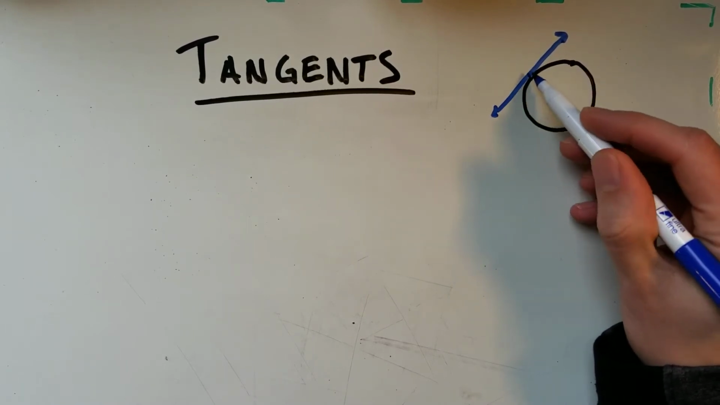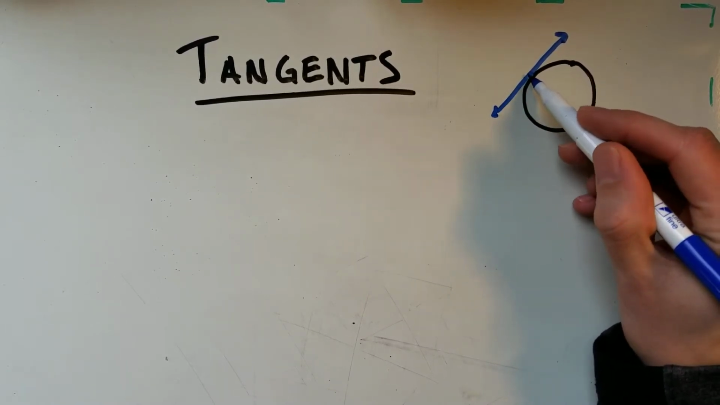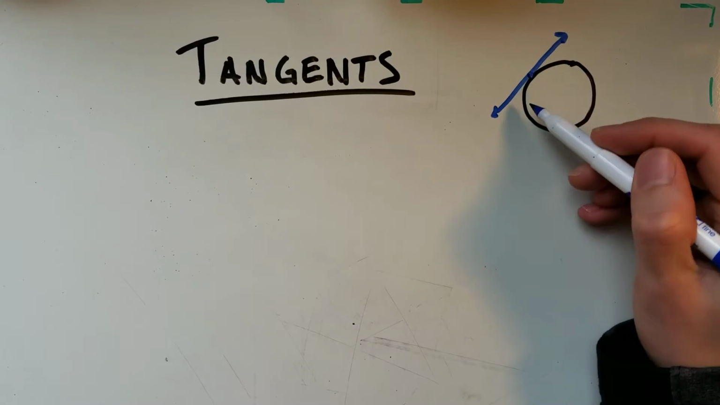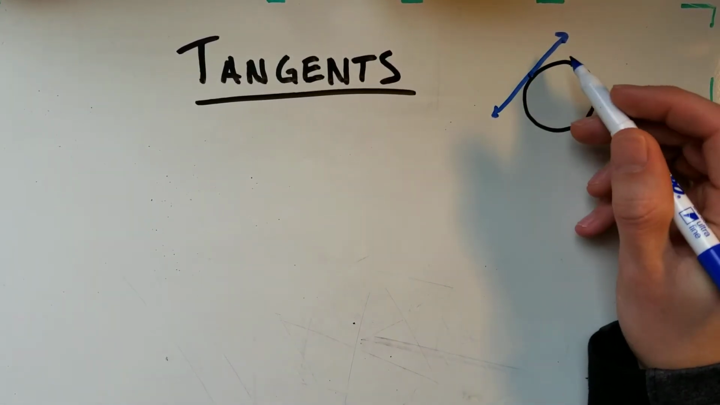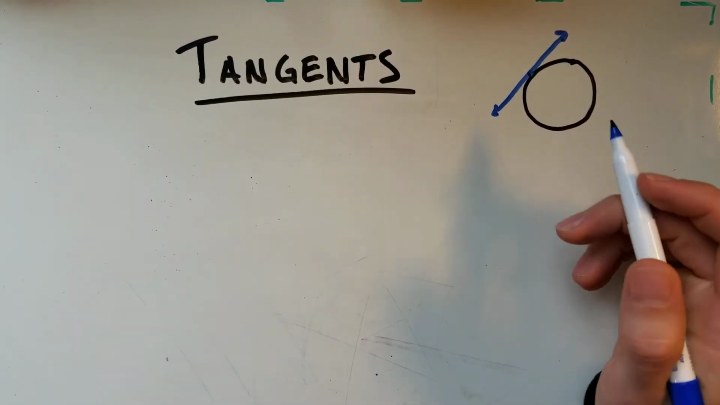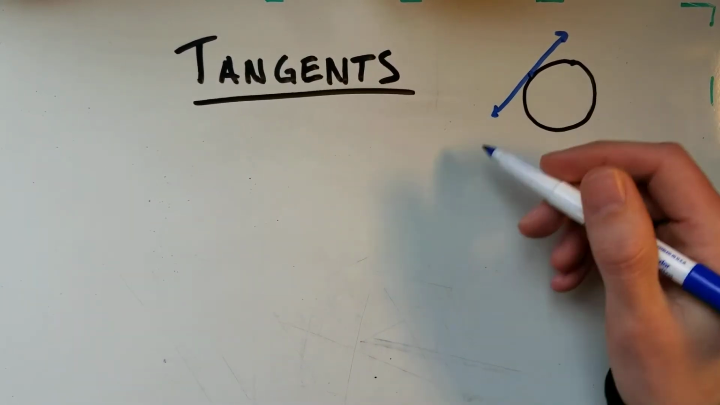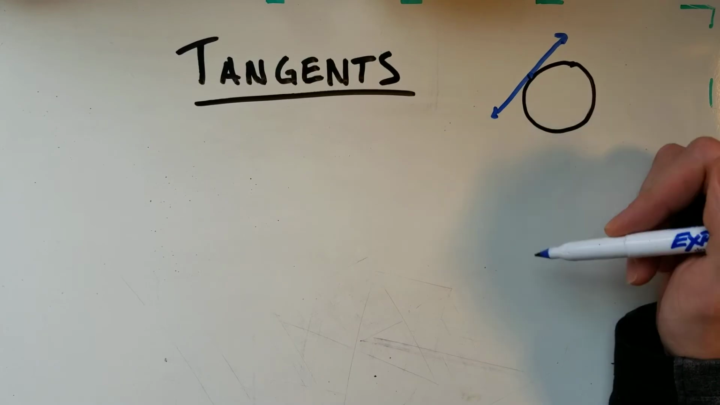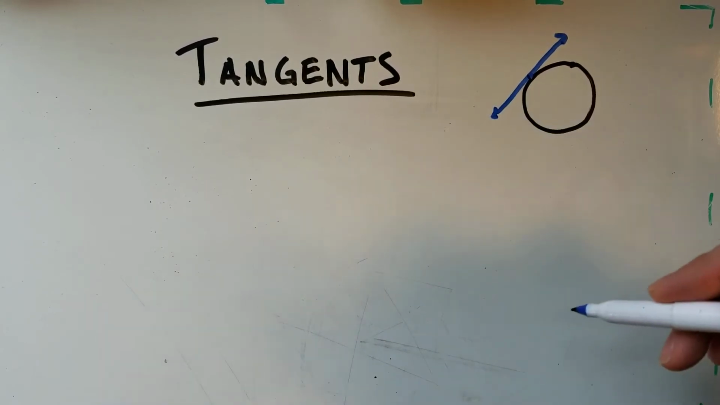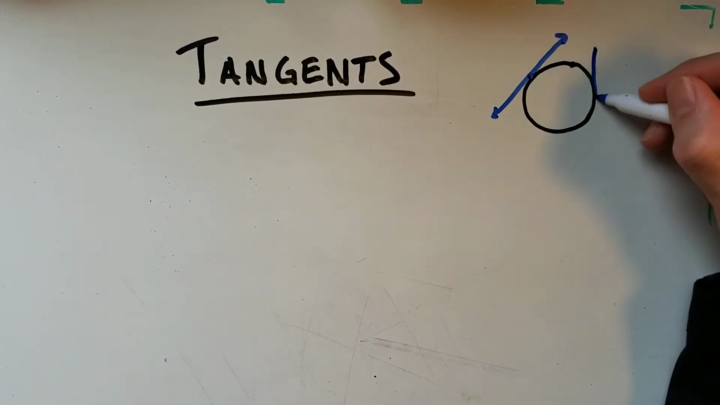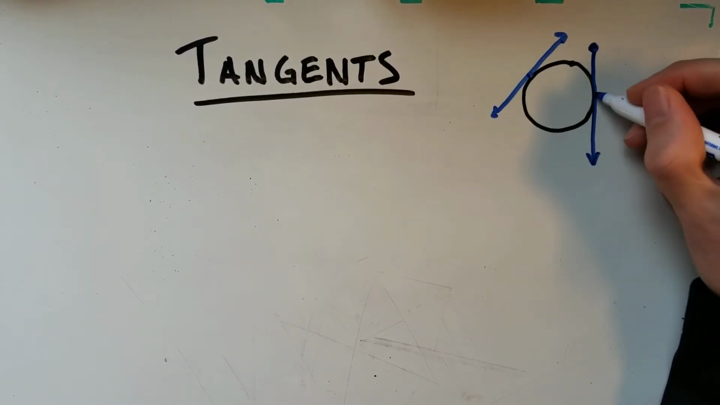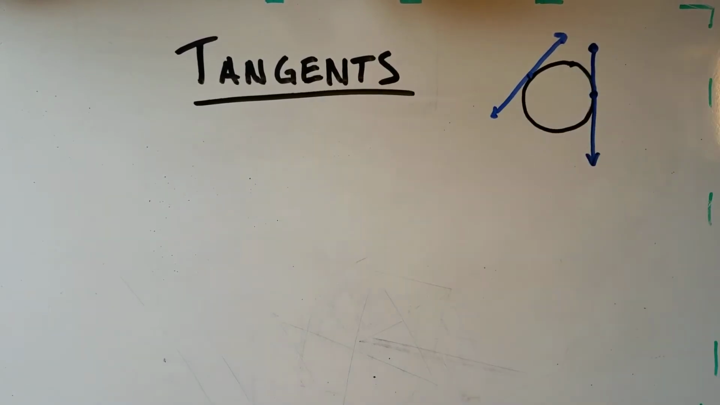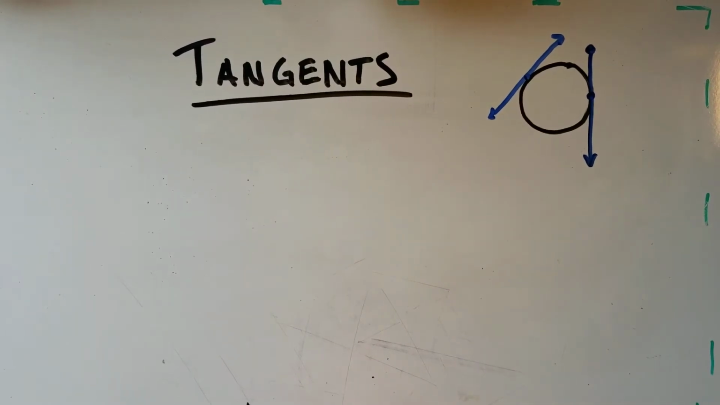It's tangent to the circle, has one point of intersection, and that point of intersection we call the point of tangency. And it doesn't necessarily have to be a line that's tangent. It could be a segment, it could be a ray, but it's going to have exactly one point of intersection with the circle. So that's a tangent. We also could have a tangent that's like right here. We'll make it a nice ray. This ray is tangent to the circle. It has one point where it intersects the circle.